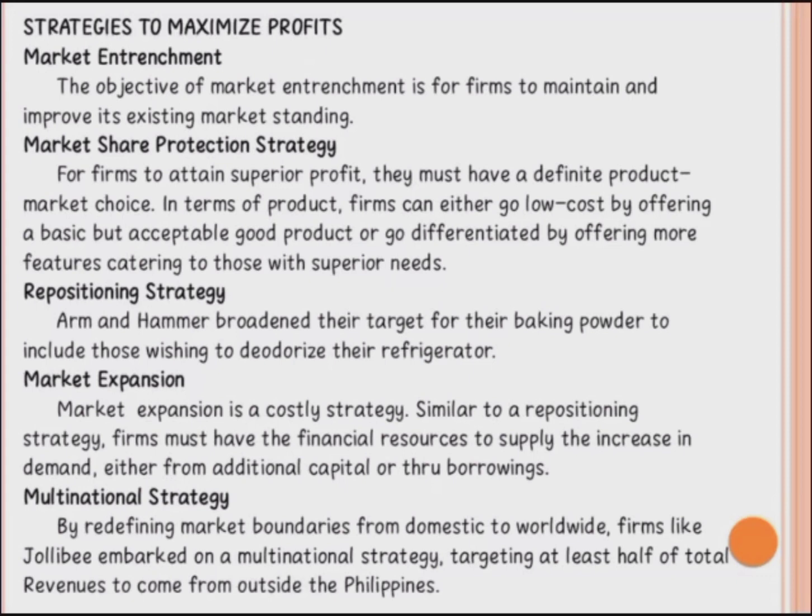Repositioning strategy. Arm & Hammer broadened the target market for their baking powder to include those wishing to deodorize the refrigerator. Campbell has a variant that is not just soap but a meal substitute as well. Accidentally leaving a champion detergent in his car, TV host Ryan Agoncillo swears the scent is not overpowering unlike other detergents. In fact, it made his car smell clean.